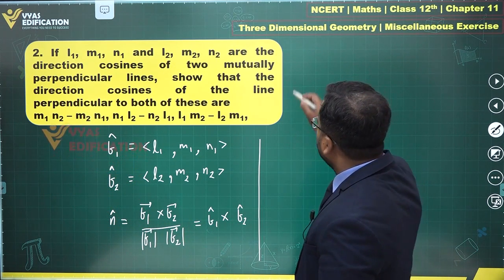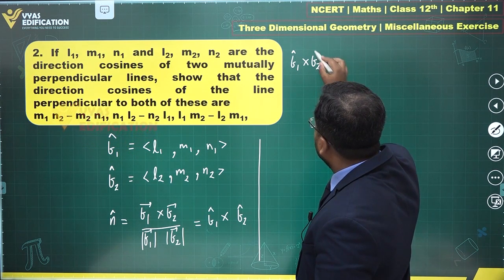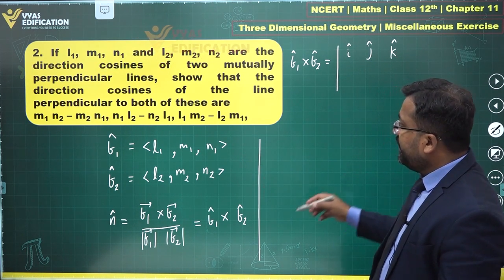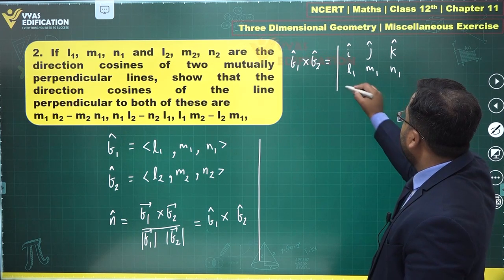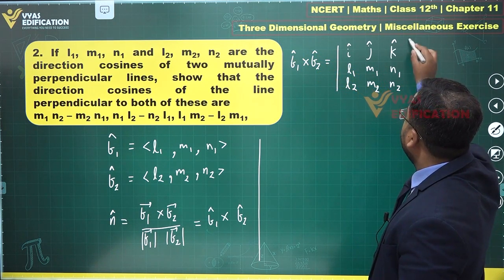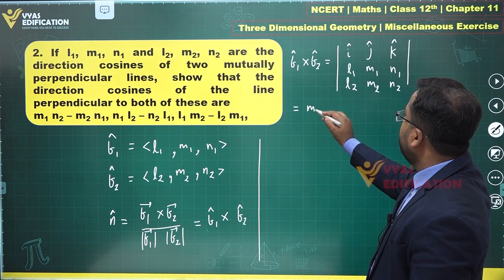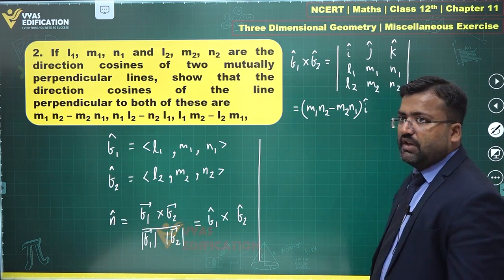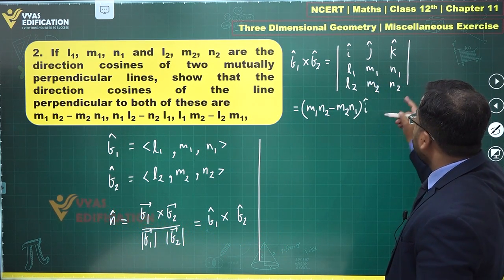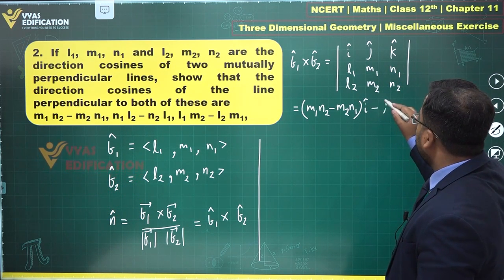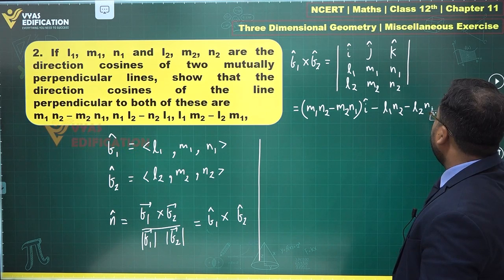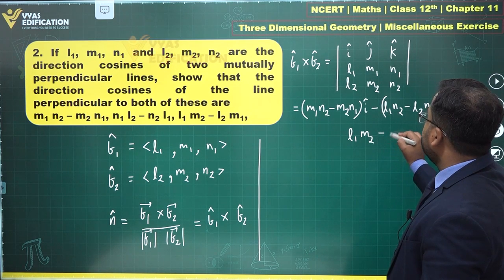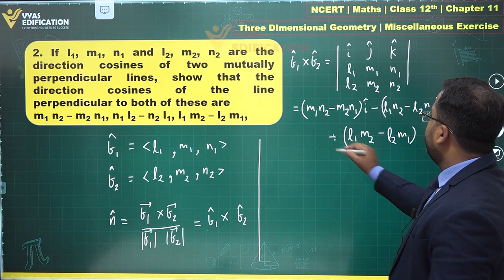So let's try to find b1 cap cross b2 cap, which is equal to the determinant with i cap, j cap, k cap and the components l1, m1, n1, l2, m2, n2. What will you get? This is (m1n2 minus m2n1) i cap. What about the next? With j cap you have (l1n2 minus l2n1) j cap, and with k cap you have (l1m2 minus l2m1) k cap.